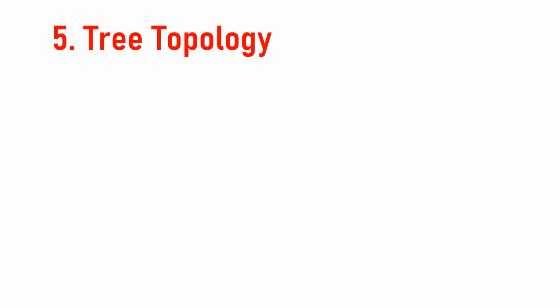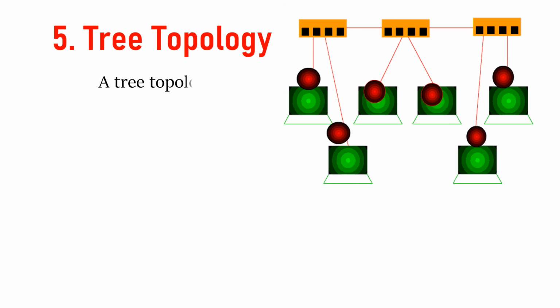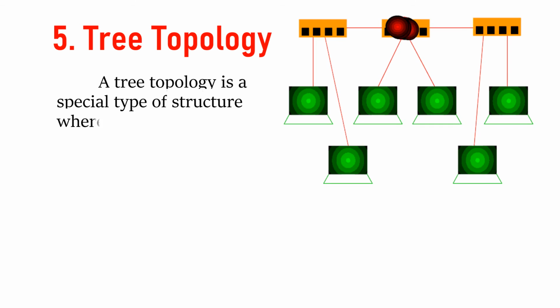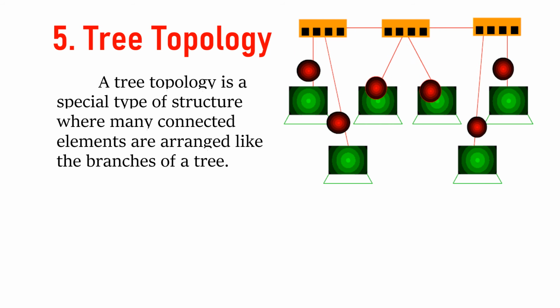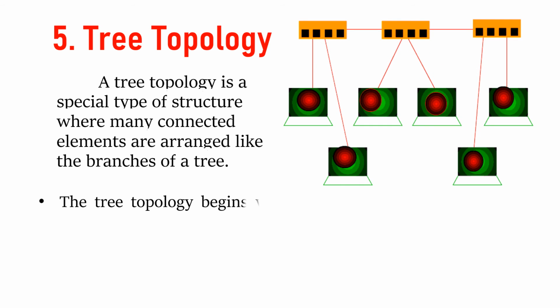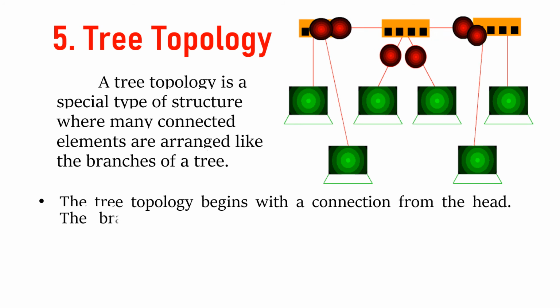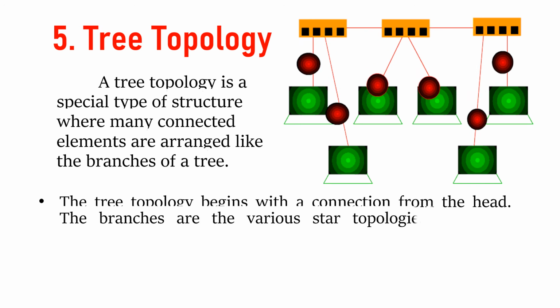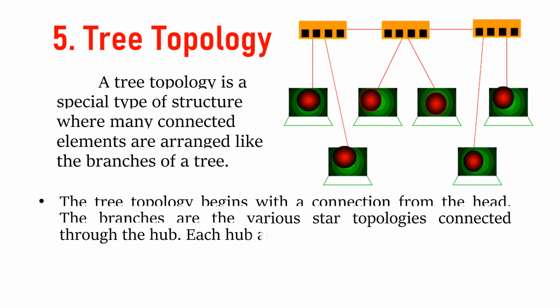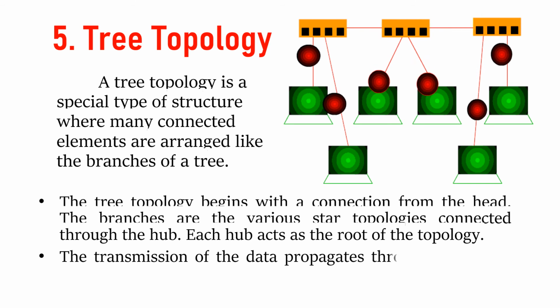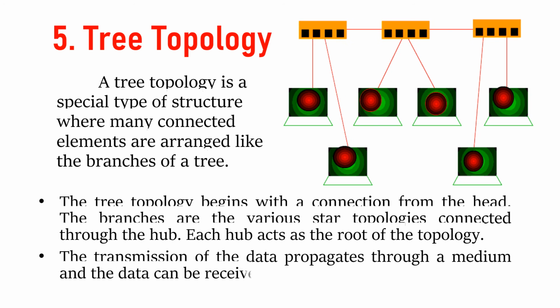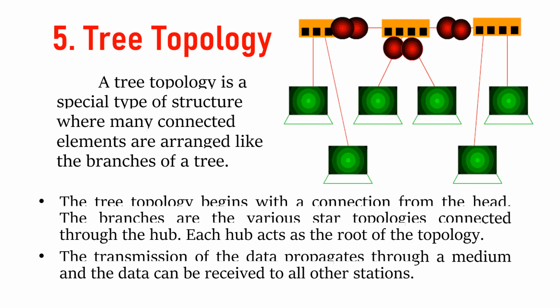Then comes tree topology. A tree topology is a special type of structure where many connected elements are arranged like the branches of a tree. The tree topology begins with a connection from the head. The branches are the various star topologies connected through the hub. Each hub acts as the root of the topology. The transmission of the data propagates through a medium, and the data can be received by all other stations.